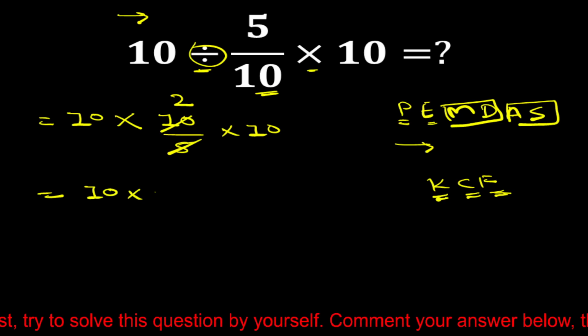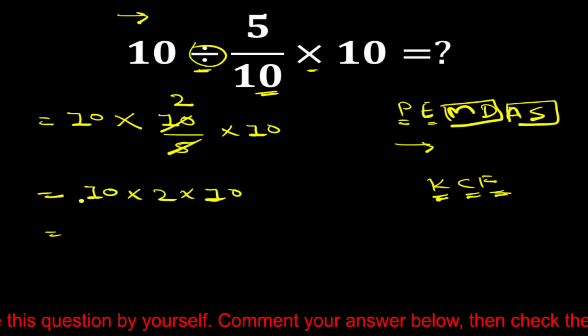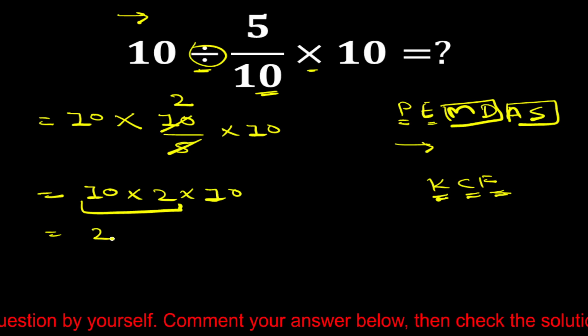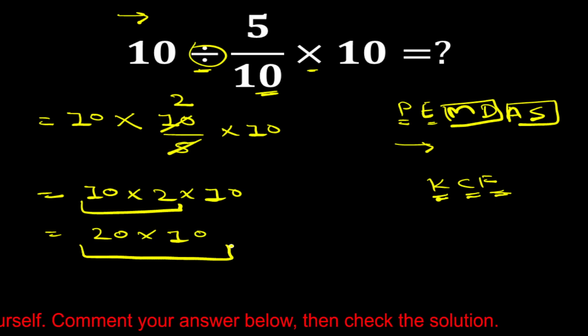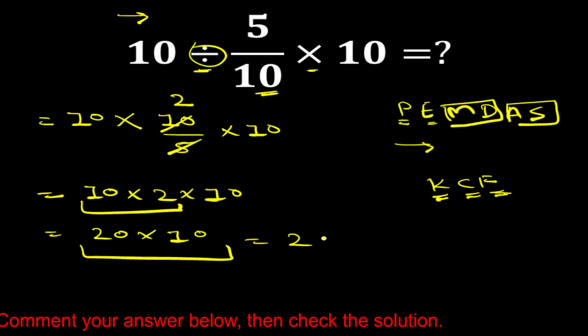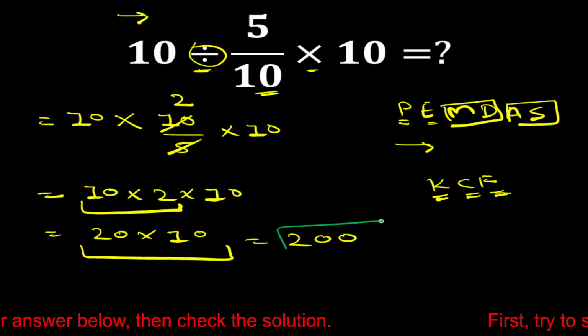Therefore 10 multiply 2 multiply 10. Therefore 10 multiply 2 is equal to 20, multiply 10. Now 20 multiplied by 10 is equal to 200. So the correct answer is 200. Okay.